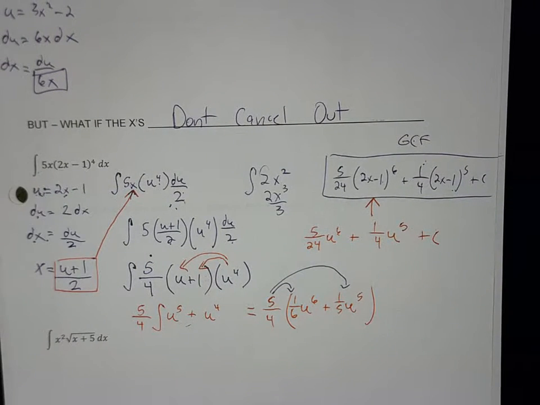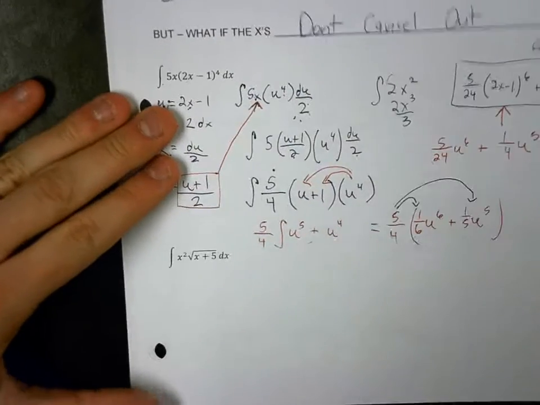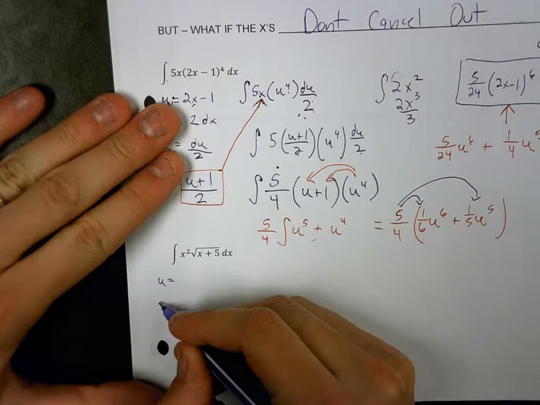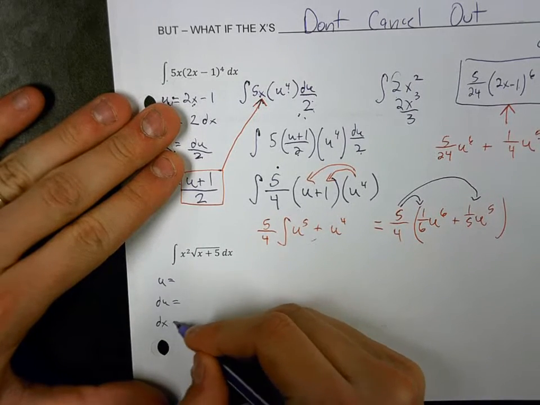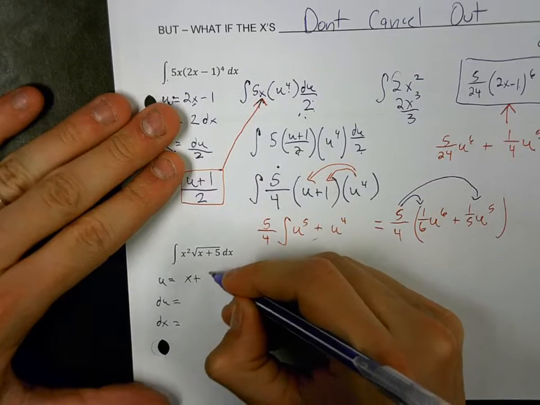One more example, and I have to keep this video under 20 minutes, so let me see if I want to do this one on the front. Yeah, let me try this one. Okay? Here we go. u, du, dx, as always. Okay? u is x plus 5.